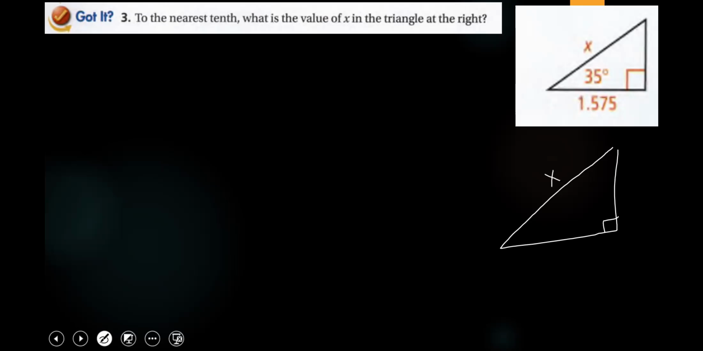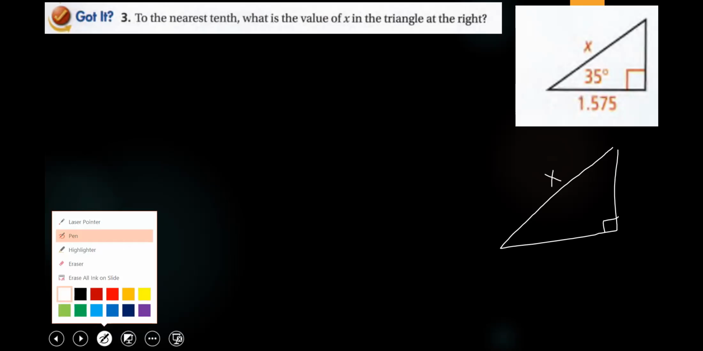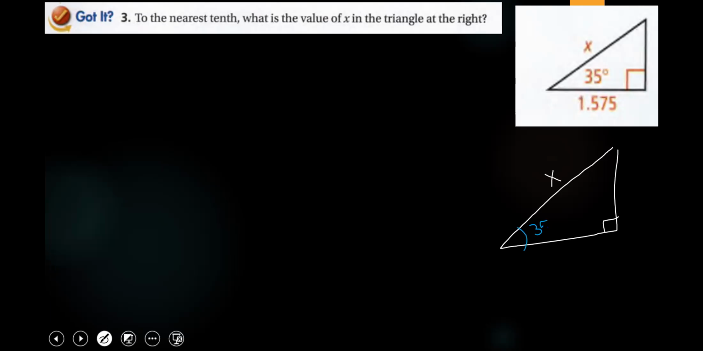Here now, you have this triangle, as we see. We have this angle here. Let's draw it here as a big one. Here, this is the right angle. Since this is the right angle, this is the hypotenuse, x. And here, the given angle is this one, which is 35. And this side here is 1.575. They asked me now to find x.